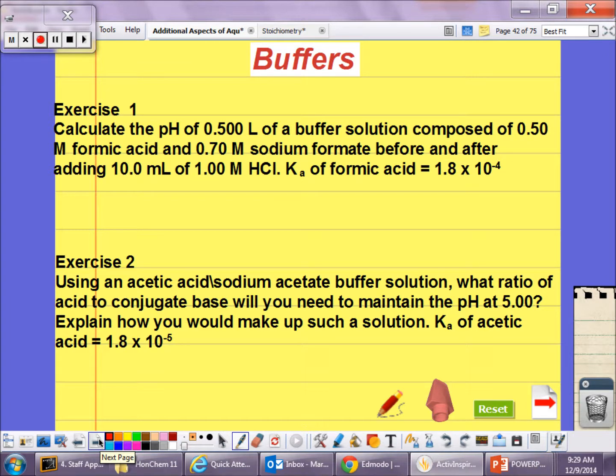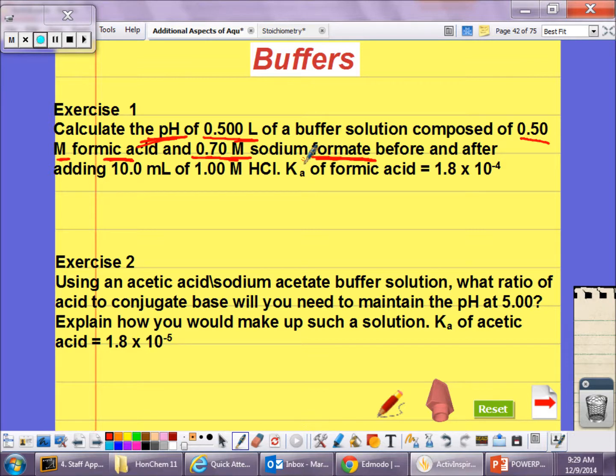Calculate the pH. They ask you for the pH of a 0.5 molar solution. At least they tell me it is a buffer solution, so I don't have to think. It is composed of formic acid, which is an acid, and then they give me the molarity of sodium formate. I know it is the salt.